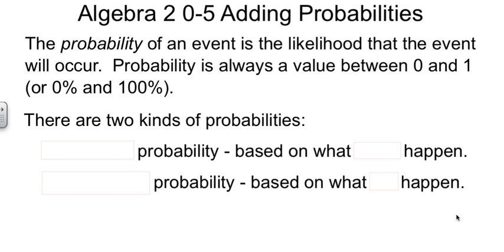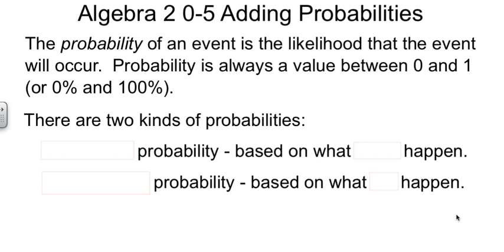This is Algebra 2, Chapter 0, Section 5, in which we will be adding probabilities. Before we can add probabilities, we need to know what one is. Probability of an event is just a measure of how likely it is to occur. Probability always has a value between 0 and 1 if you're using fractions or decimals, and it's a value between 0% to 100% if you're a percent user.